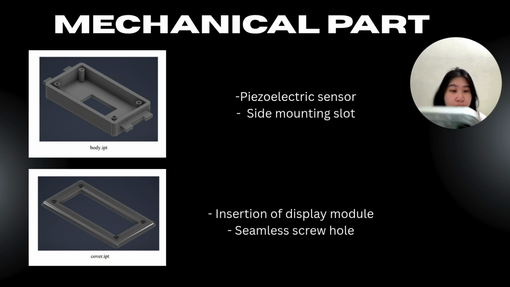The main body and cover of the device use lightweight ABS plastic to provide a good balance between strength, impact resistance, and lightweight properties. So this ABS plastic material helps protect the internal components from minor impacts or accidental drops while maintaining a low overall device weight.